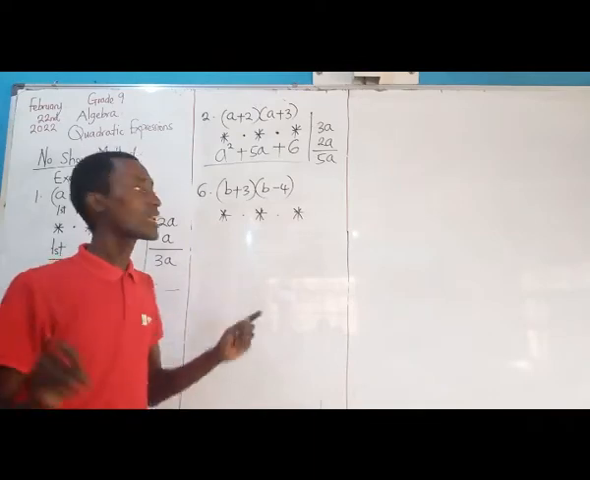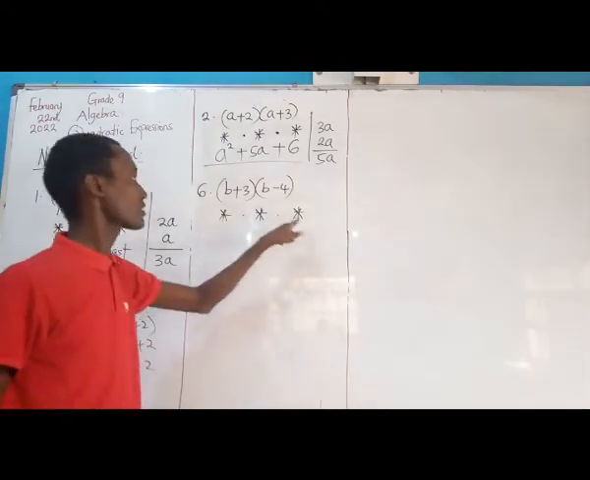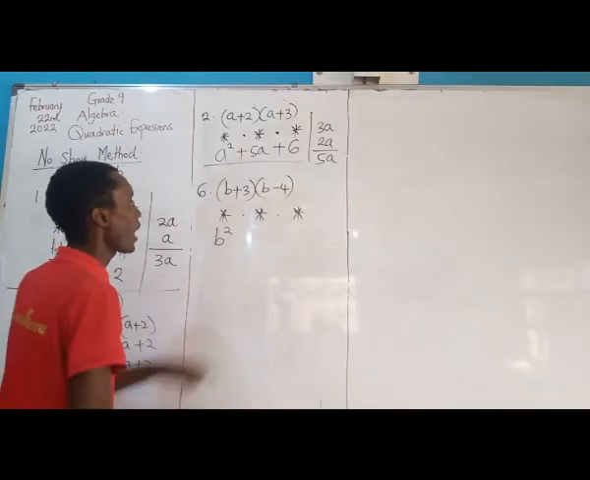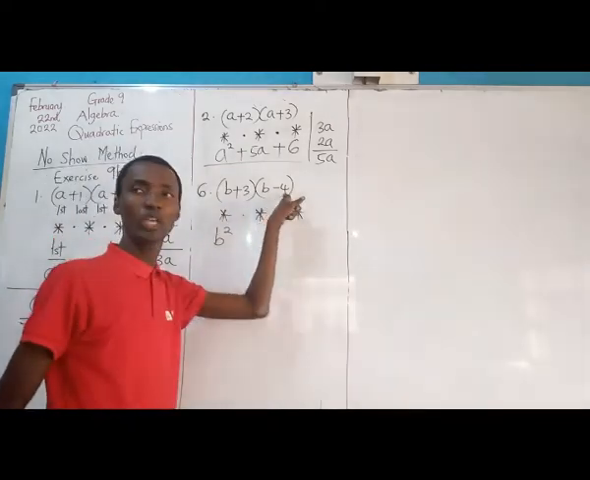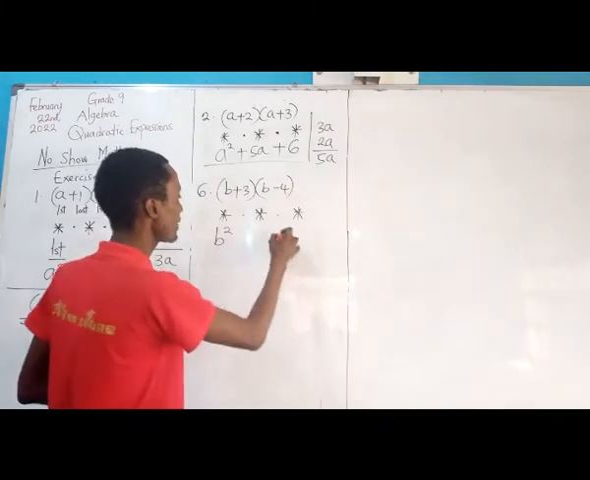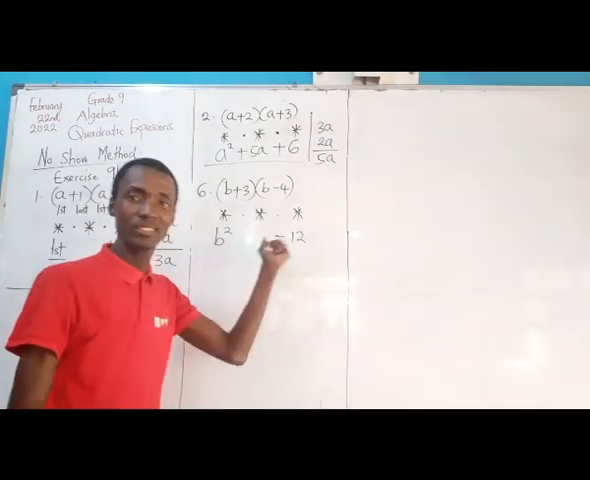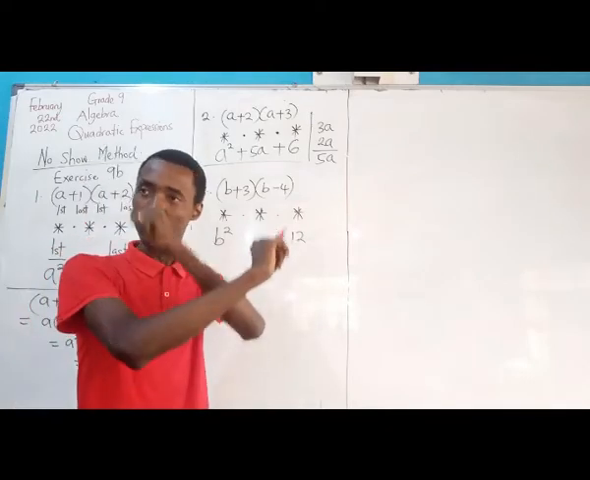Once I've done that, I know this is first, I know this is last, so I multiply. B times B will give me B squared. Now, 3 times negative 4 will give me negative, so that will be negative 12. So I'm left to do this. What do I do next? I just cross my hand. I remember Wakanda. I cross my hand.